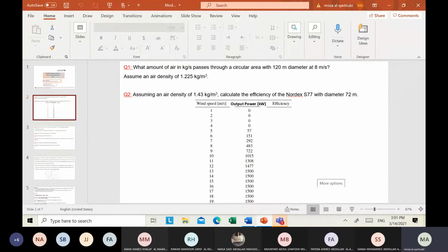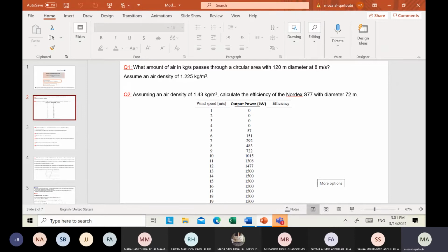What amount of air in kilogram per second passes through a circular area with 120 meter diameter at 8 meter per second? Given the note here, one assumption: assume an air density of 1.225 kilogram per meter cube. This is the air density at sea level. We are asked to find the amount of air in kilogram per second. Okay, so this is the question.